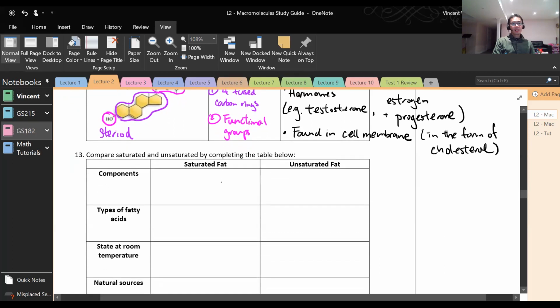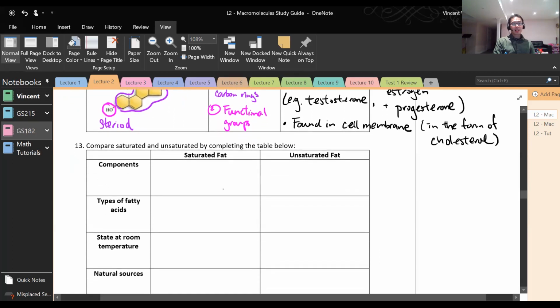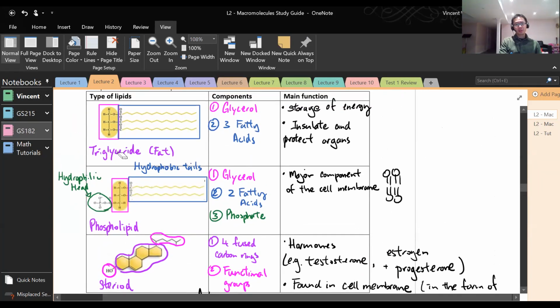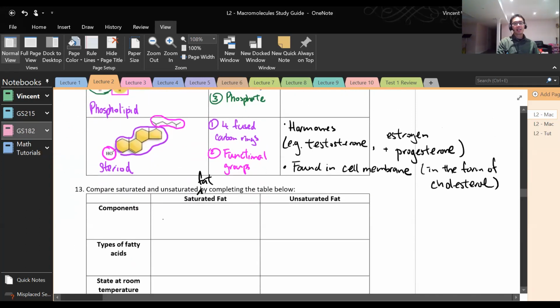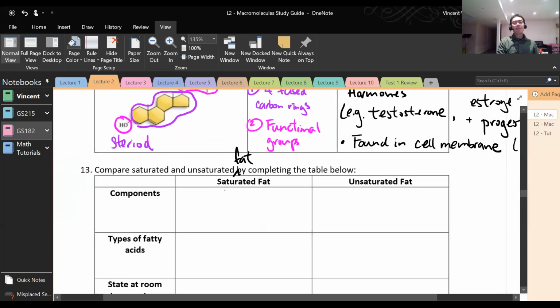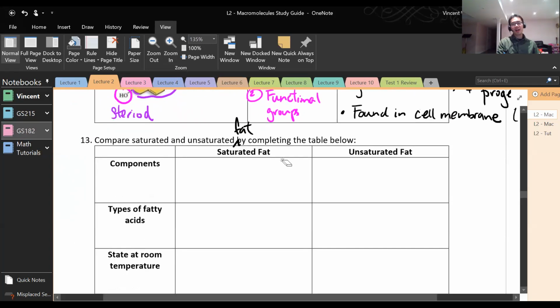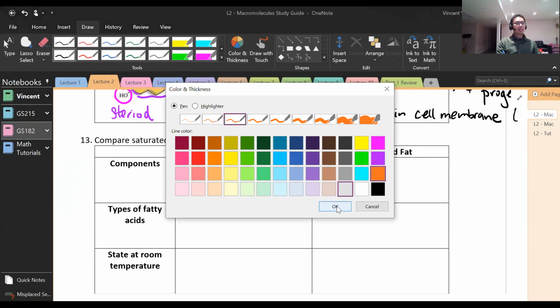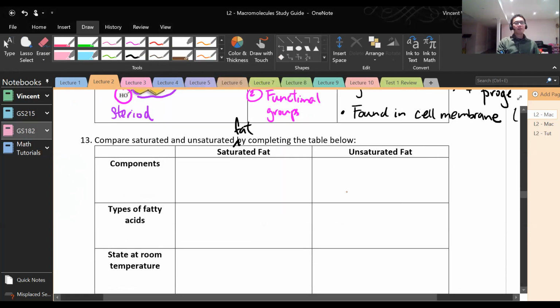Next, compare saturated and unsaturated fat by completing the table below. So fat is triglyceride, as I mentioned earlier, and then there are 2 types of fat. There's the saturated fat and there's the unsaturated fat. Which one is the healthier choice? If you have to chuck down some fat, would you rather do unsaturated fat or saturated fat? Which one would you rather have more of? Which means the healthier choice.